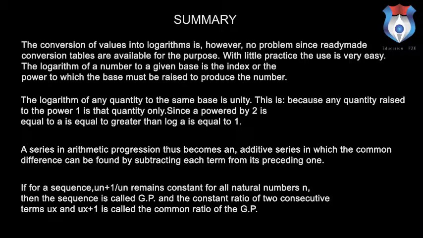A series in arithmetic progression thus becomes an additive series in which the common difference can be found by subtracting each term from its succeeding one. If for a sequence u(n+1)/u(n) remains constant for all natural numbers n, then the sequence is called a GP, and the constant ratio of two consecutive terms u(n) and u(n+1) is called the common ratio of the GP.